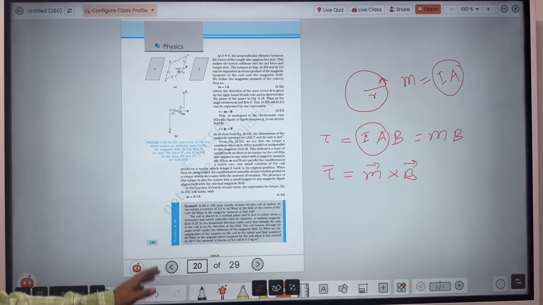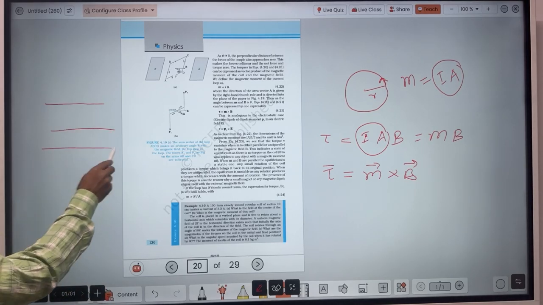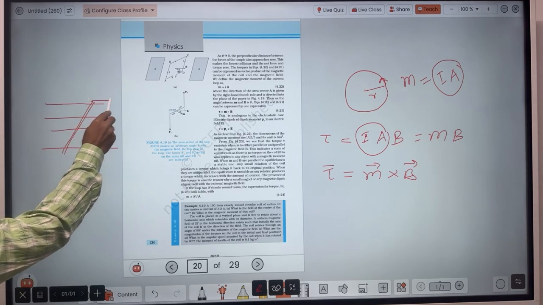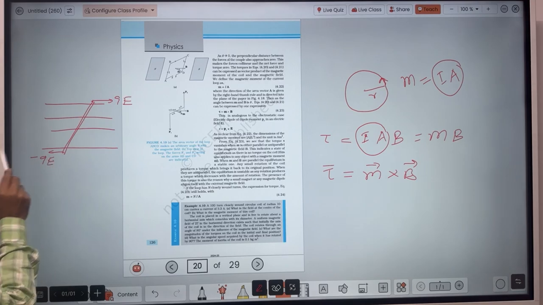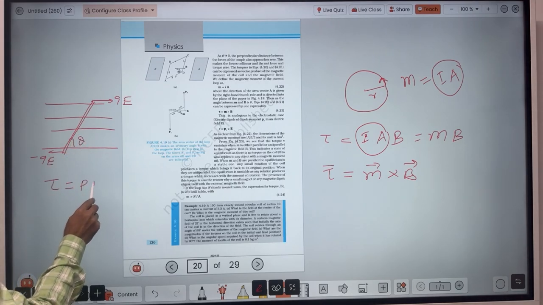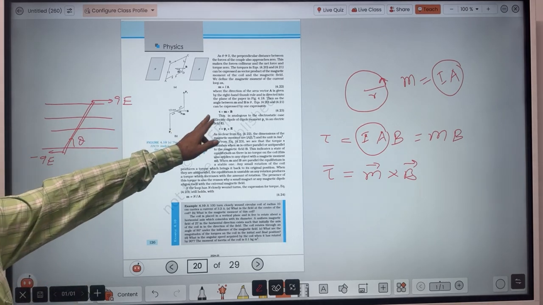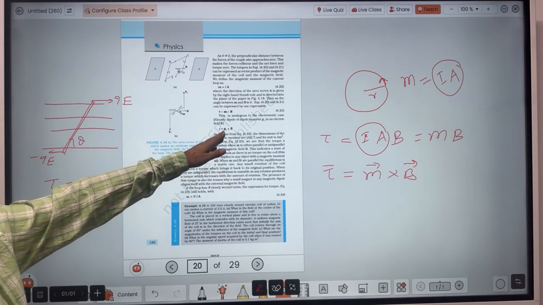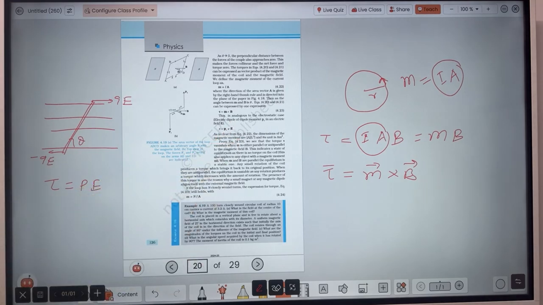Now, if you remember in case of electrostatics, what was the situation? If there is an electric field like this and there is one dipole here, then force QE acts in this direction, and minus QE acts in this direction. If this angle is theta, then the torque in magnitude was just tau equal to PE, which is similar to this, tau equal to MB. It means M corresponds to P, B corresponds to E. This is magnetic field, this is electric field, correct?